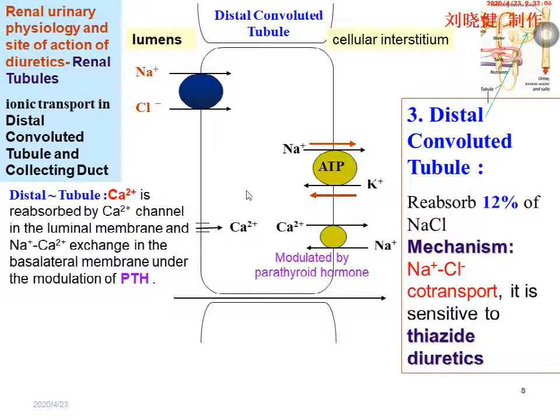Actually, calcium is reabsorbed by the calcium channel in the luminal membrane and the sodium-calcium exchanger in the basolateral membrane, under the modulation of parathyroid hormone. This is another mechanism of reabsorption of calcium ions. Thiazides don't inhibit reabsorption of calcium, but actually they promote this process, because this process is under regulation of PTH. So the effect of thiazides on the reabsorption of calcium is opposite to that of high ceiling diuretics.